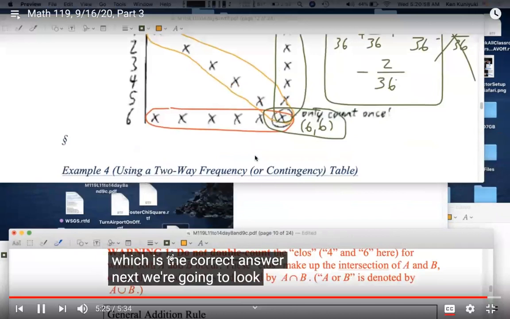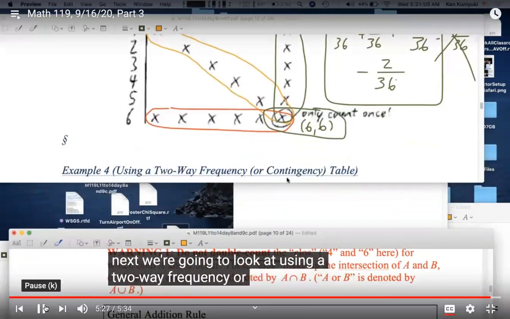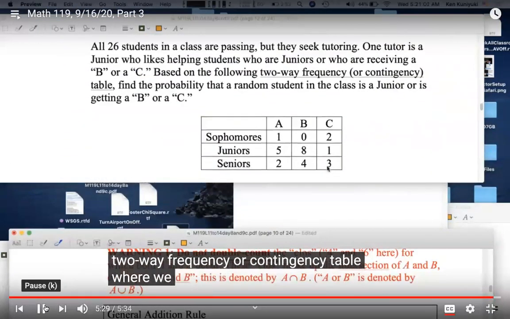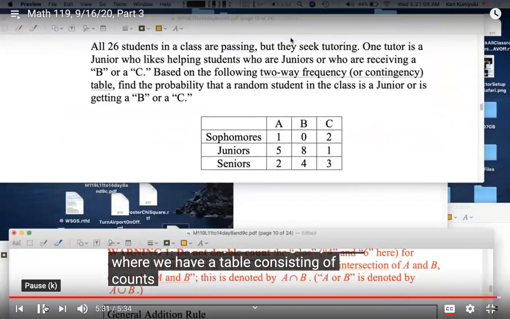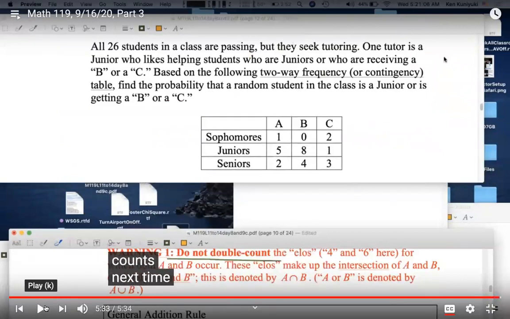Next, we're going to look at using a two-way frequency or contingency table, where we have a table consisting of counts. Next time. Any questions? Any questions? Remember, the key thing is to not double or triple count. When in doubt, do the whole check mark or X thing that I did.